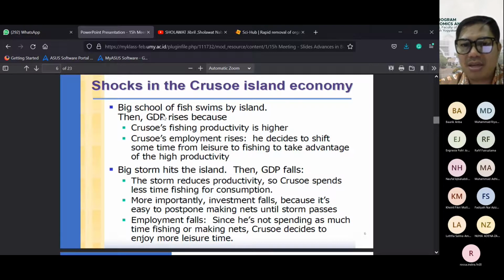So the GDP will increase because the productivity of fishing increases as well, and Crusoe's employment rises because productivity increase means the output goes beyond the input. So Crusoe's employment rises as well because more people get into work. And he decides to shift some time from leisure to fishing to take advantage of the high productivity.